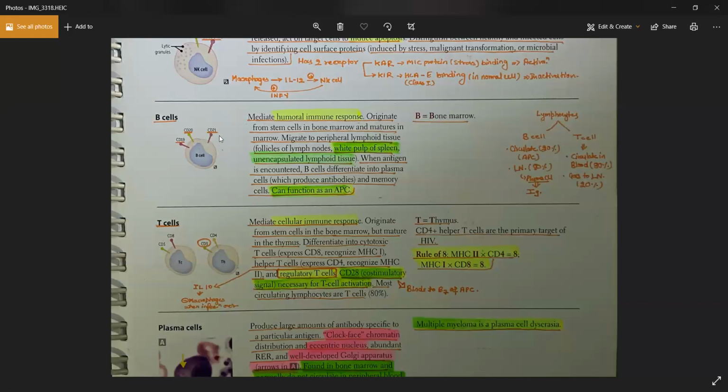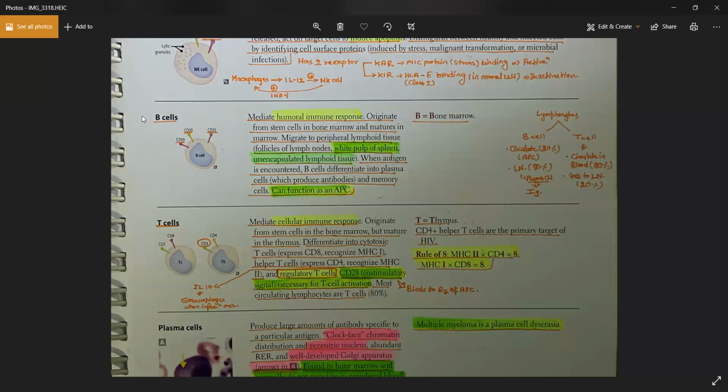Around 80% of the B lymphocytes are present in the lymph nodes, and only 20% of the B lymphocytes are in the circulatory system, right? While around 80% of the T lymphocytes are found in the circulation, and only 20% of the T cells are found in the lymph nodes. So they're kind of opposite, right?